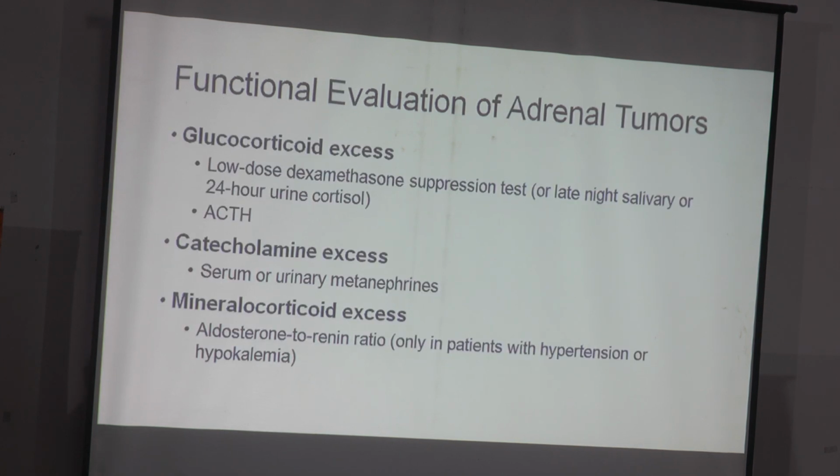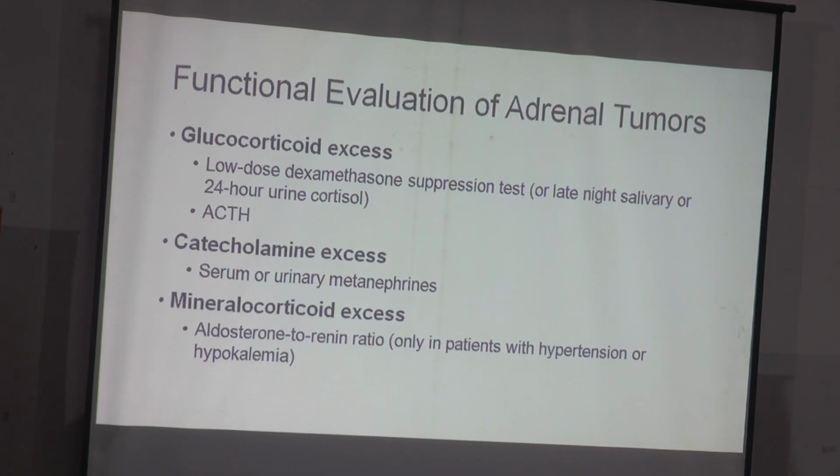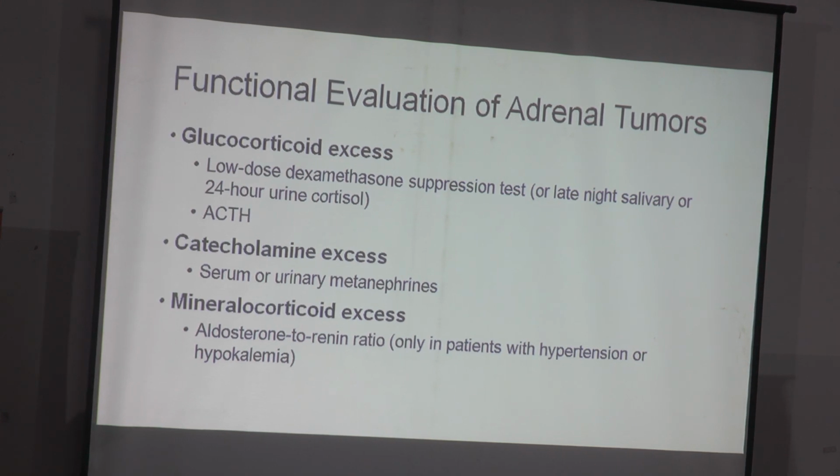The functional evaluation which will be done for all adrenal tumors: glucocorticoid excess to rule out Cushing syndrome. Low dose dexamethasone suppression test should be done. ACTH should be done. Catecholamine excess to rule out pheochromocytoma. Serum or urinary metanephrine should be done. And mineralocorticoid excess for Conn syndrome. Aldosterone to renin ratio should be done, but only in patients with hypertension or hypokalemia.